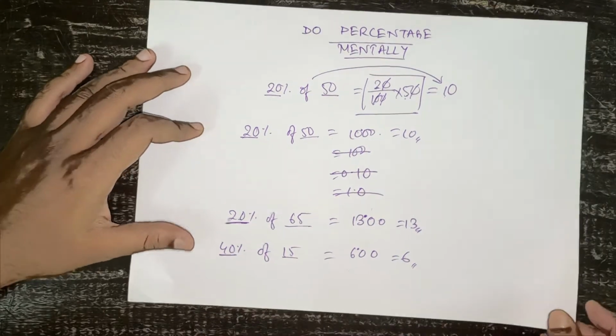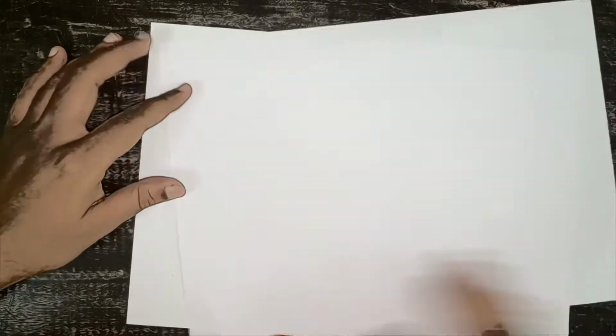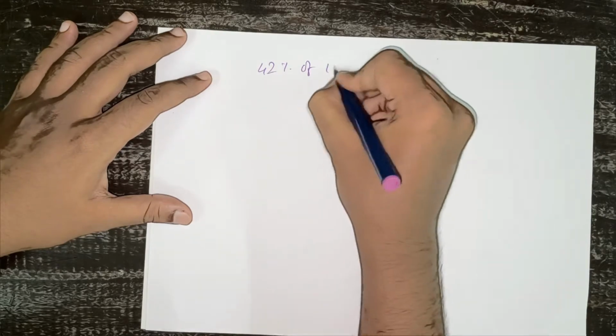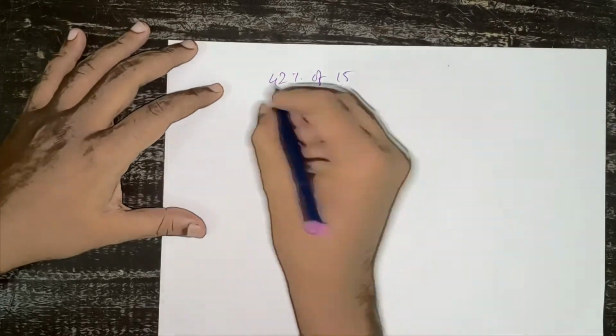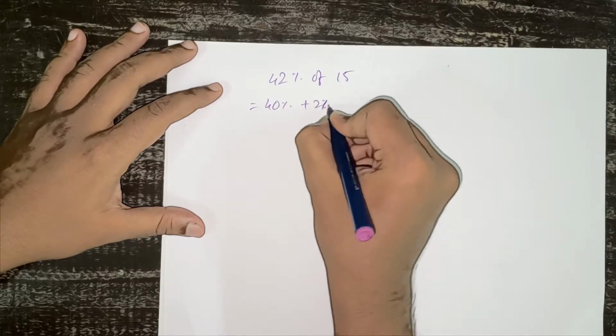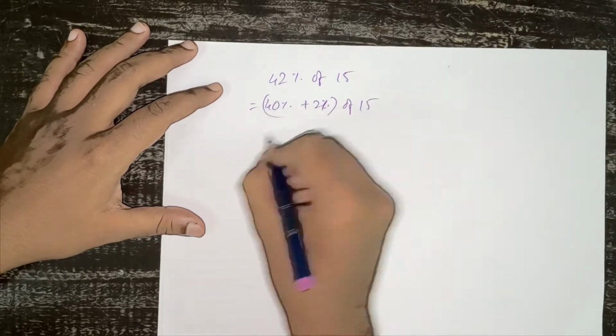So it is getting easier. So next is, suppose it is not 40%, means it is not ending with 0. Suppose we want to find 42% of 15. How do we do this? Just do this. It is 40 plus 2% of 15.